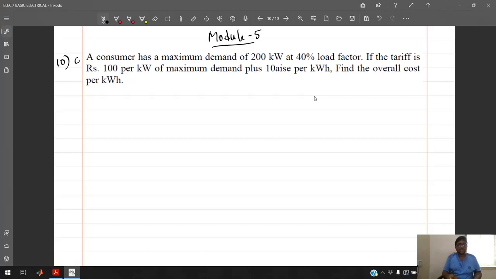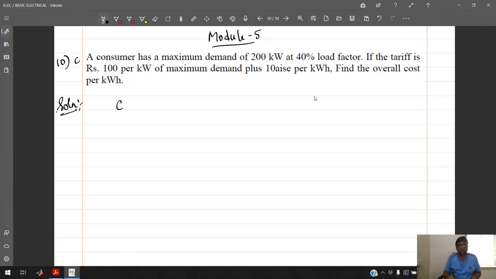Module 5 problem. A consumer has a maximum demand of 200 kilowatt at 40% load factor. If the tariff is rupees 100 per kilowatt, you need to calculate the overall cost per kilowatt hour. So this is an electricity tariff problem, so you need to calculate the tariff.